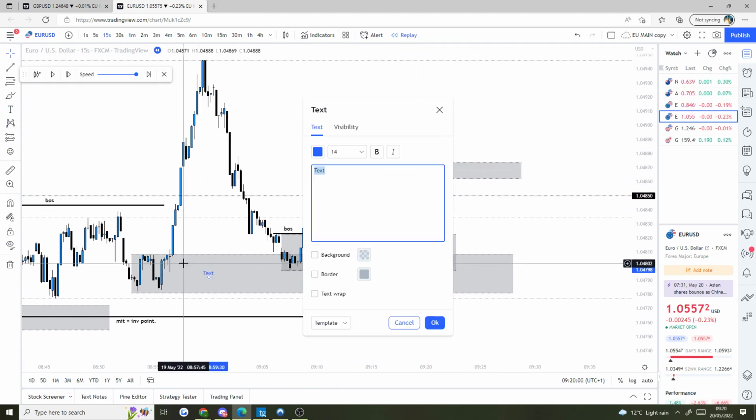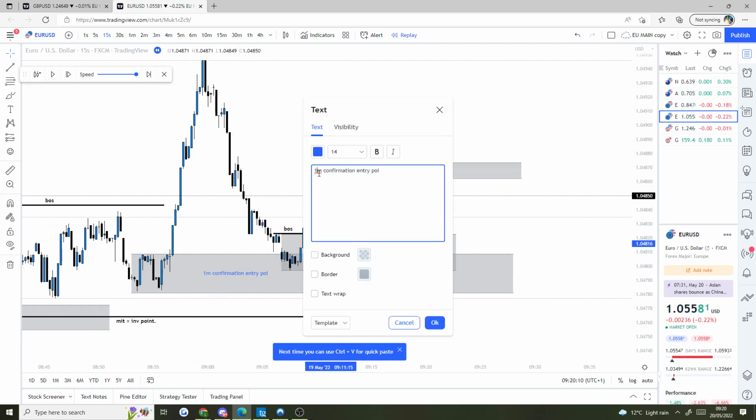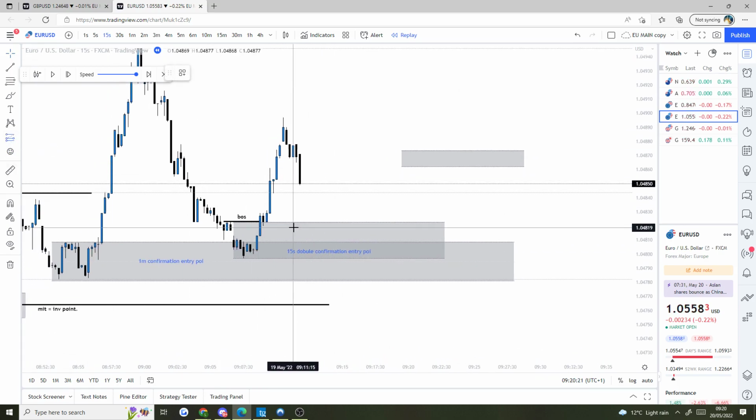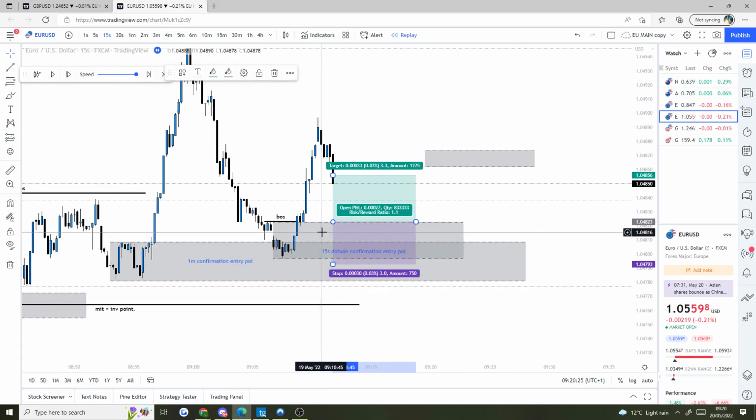So we've got our 1 minute confirmation, entry, POI, and then now we've got the 15 second double confirmation POI. So at this point, really, I could have just entered out of here using this stop loss here.